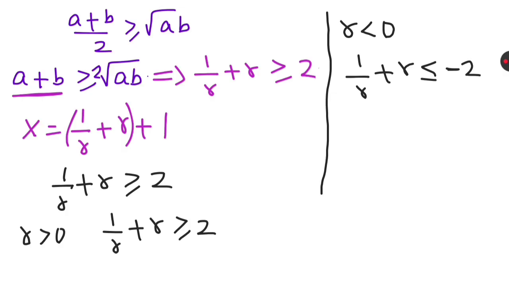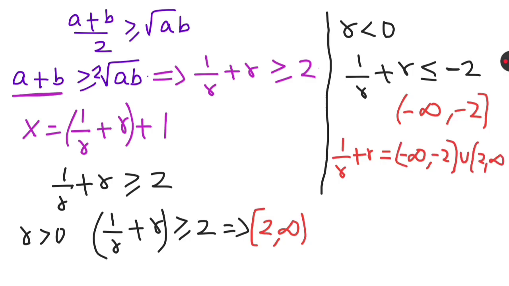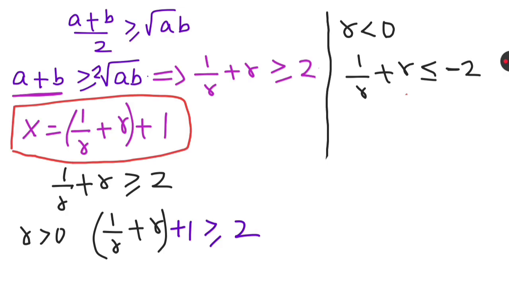If you write the range for this 1 over r plus r for the positive case, we have greater than or equal to, so you have to use a closed bracket here, up to infinity. And for the less than or equal to, we have minus infinity to minus 2. If you write it combined, the range of 1 over r plus r is minus infinity to minus 2 union 2 to plus infinity. But in our x we have 1 over r plus 1, so on both sides you have to add plus 1.